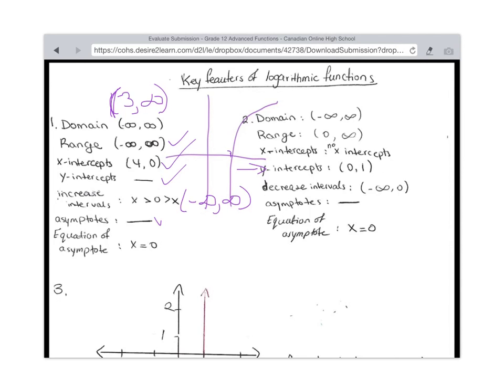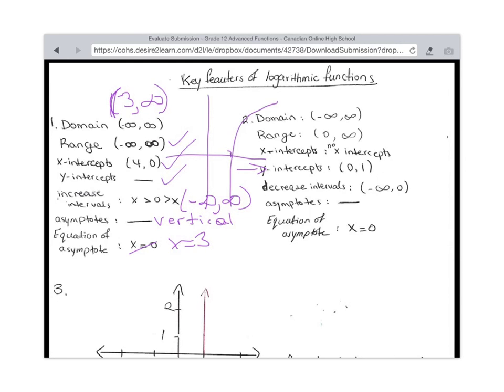The asymptote in this case is a vertical asymptote. That means a straight up and down line. And the equation of your asymptote is x equals 3, not x equals 0, because that's the invisible line that the graph can't cross. It looks almost like somebody's put a fence up along the line x equals 3, and the graph is not allowed to go to the left of that line.